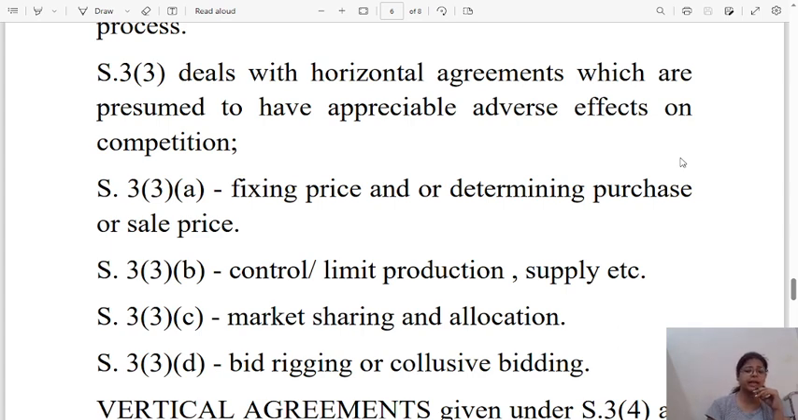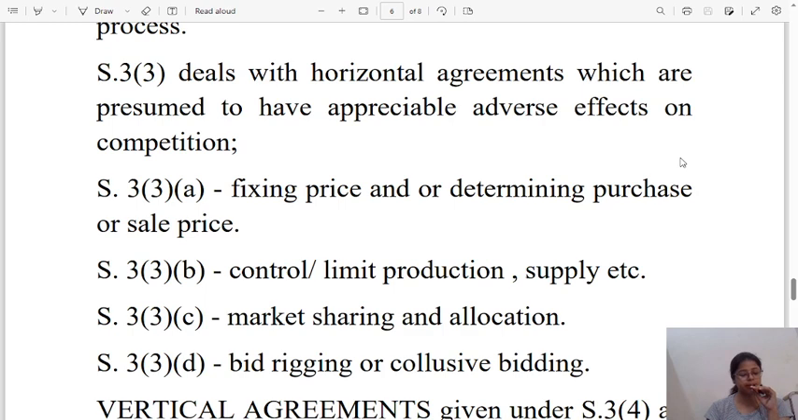So subsection A speaks of price fixing agreements. What happens in subsection A is that competitors make an agreement, or agree upon the prices which will prevail in the market for a particular good or service. What happens when they fix the prices? Who ultimately suffers?